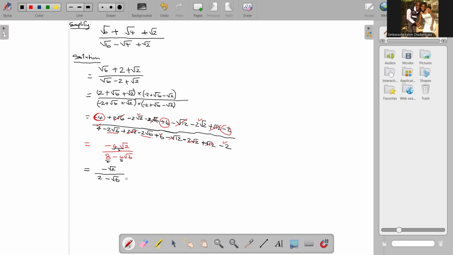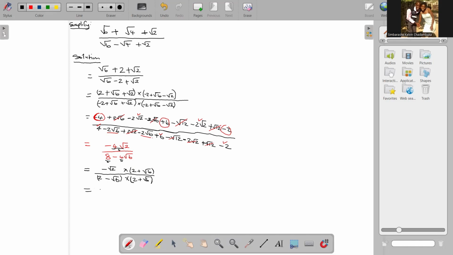We are not yet done with our rationalizing. So since we have again a surd on the denominator, we are going to multiply our denominator by 2 plus root 6. Do the same on the numerator, 2 plus root 6. Let's simplify. So it means we are going to get negative root 2 times that.